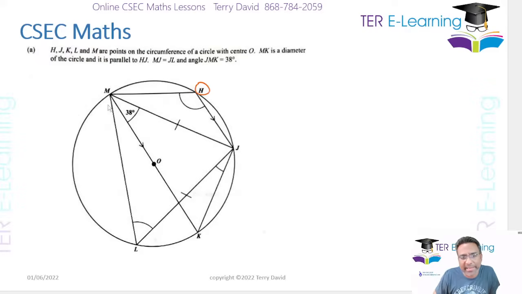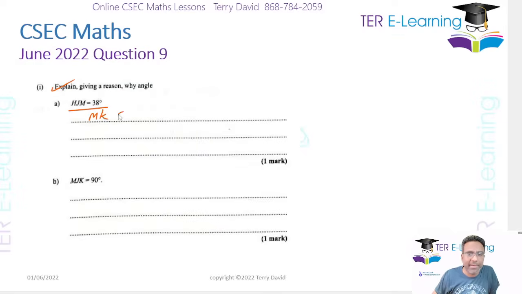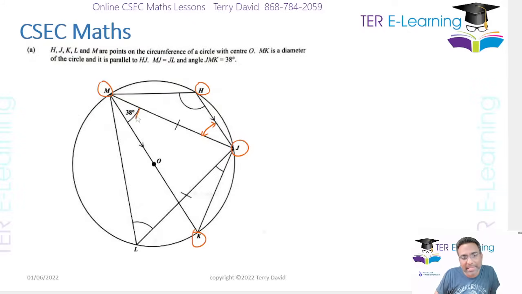HJM. So this is H, G, and where is M? M, that's this. So they're trying to say that this angle here is 38 degrees. But that makes sense because the line MK and HG are parallel, right? So therefore, we have two alternate angles. This angle here, this 38, and this one here has to also be 38.